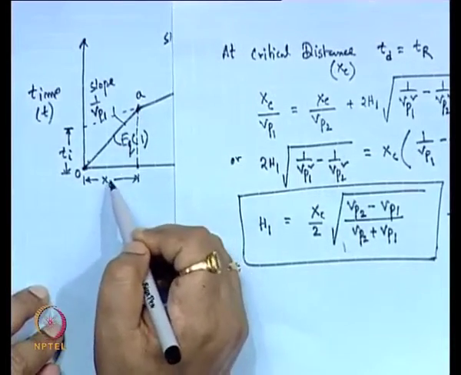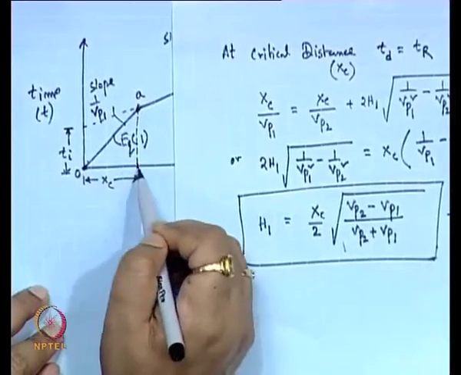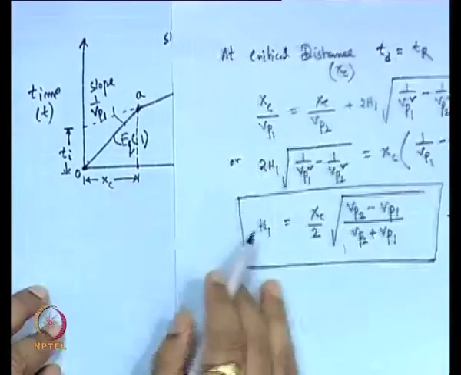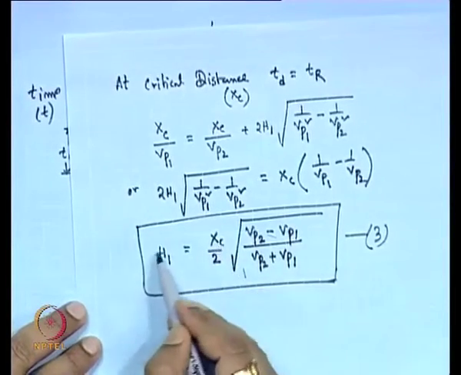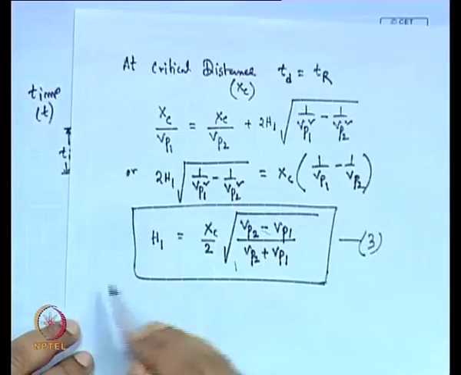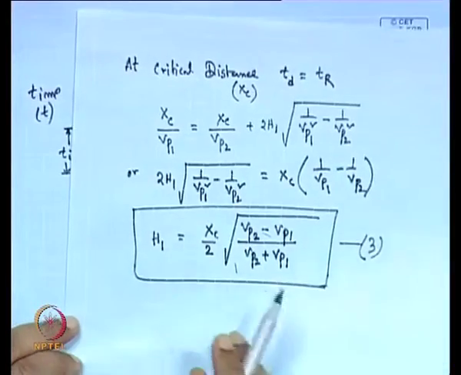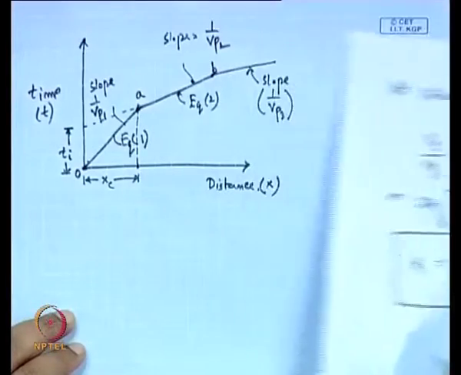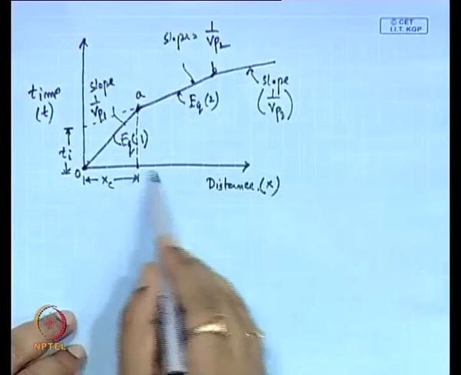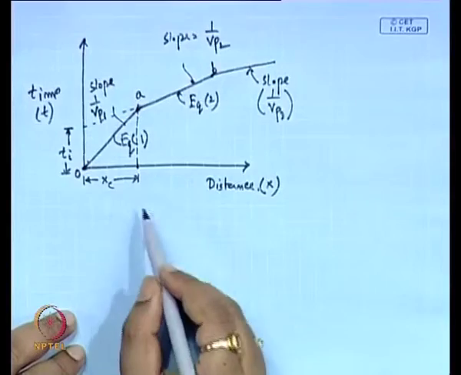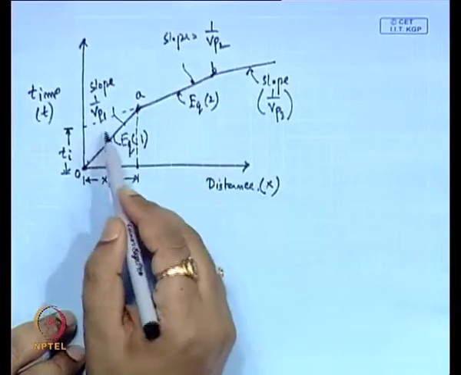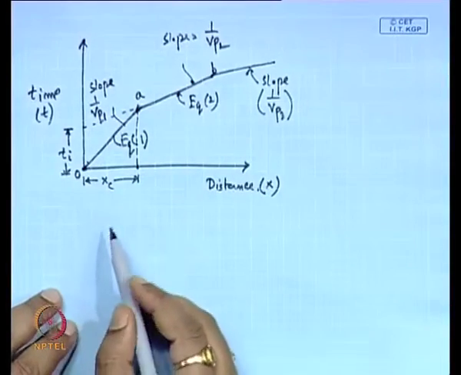So now, if we can determine this x c value, and we know the velocity of the different layers, we can put in the x c and determine the thickness of the first layer. So this is for the thickness of the first layer. Now, we will get the thickness of the other layers also. In general terms, we can determine the thickness of each layer.